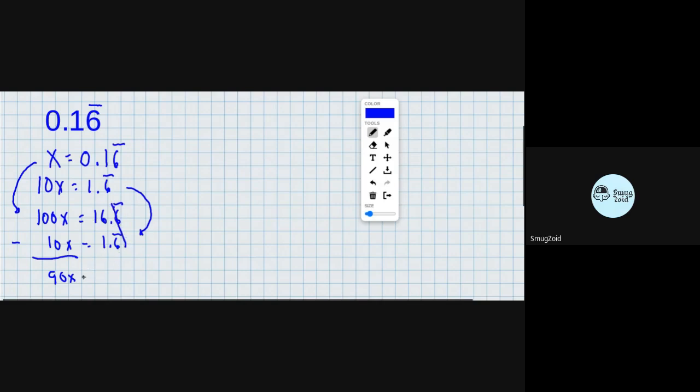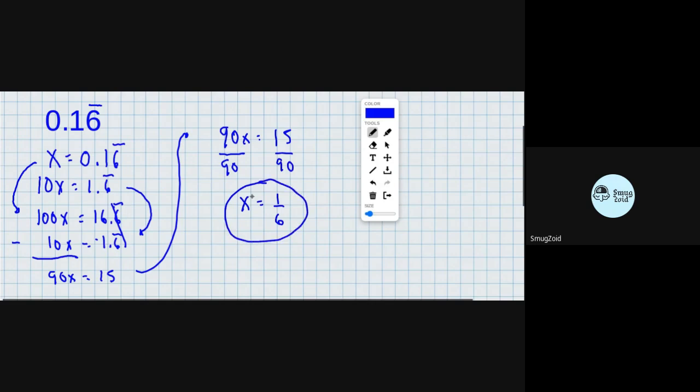Now I have 16 minus 1, which is 15. This is being subtracted, so I take that and go up to here for this part. So I have 90x equals 15. I divide by 90. So x, if I reduce this properly, is 1/6. So that's how you change a repeating decimal into a fraction.